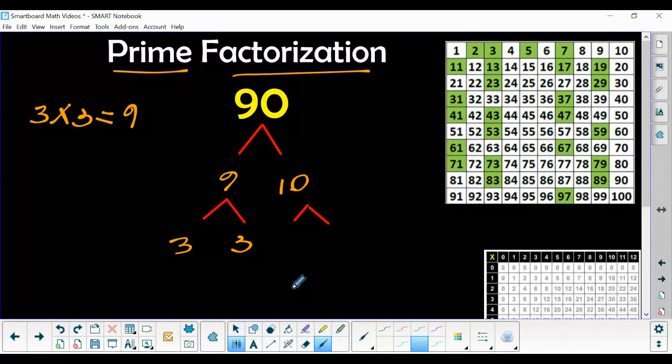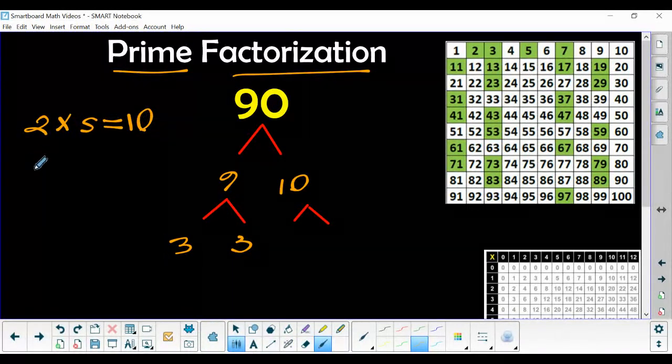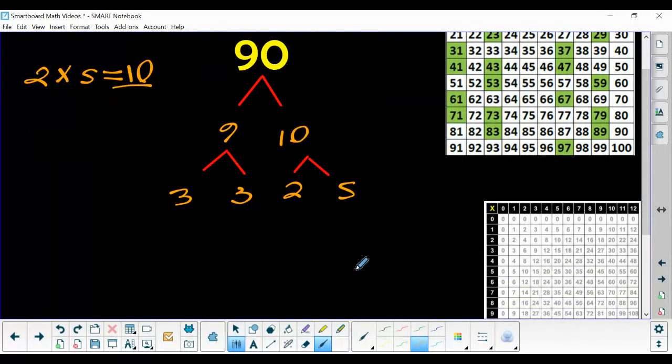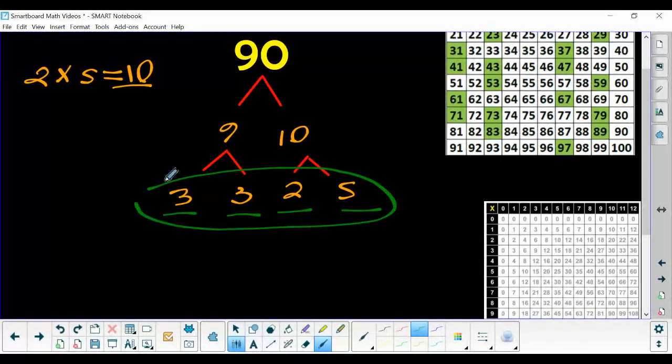And now I can do the same thing to 10. What two numbers multiply to give me 10? Well, there's 2 times 5, and also 1 times 10. But again, if it has 1, you cannot use that in your factor tree. That is not allowed, so this is off limits. I have to use 2 times 5 to give you 10. If you notice, this is prime, that's prime, that's prime, that's prime. When all the numbers are prime, that's when your tree stops growing.